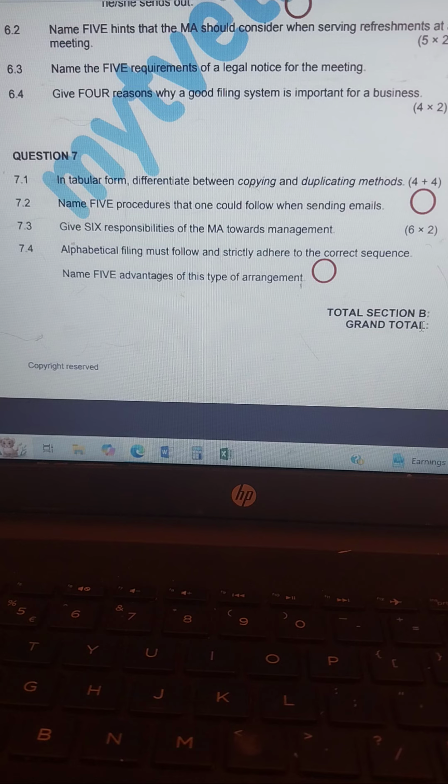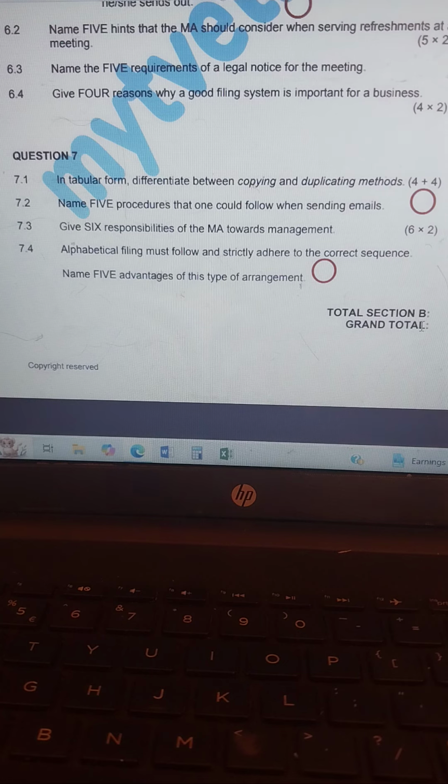Then we go to 7.4. Alphabetical filing must follow and strictly adhere to the correct sequence. Name 5 advantages of this type of arrangement. Number 1, simple and easy to understand. Number 2, it is a flexible method. Number 3, does not need a separate index. Number 4, gives direct reference. And number 5, groups common names filed together.